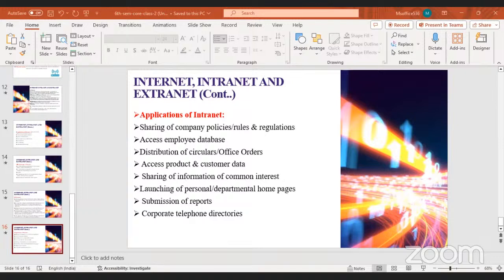See, intranet is a network within the organization. Extranet is extended to others. Exactly. It is extended outside of the organization also. To whom? Organization, suppliers, customers, sir. Exactly. Users, clients, partners and everybody.